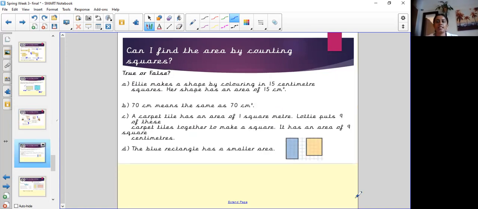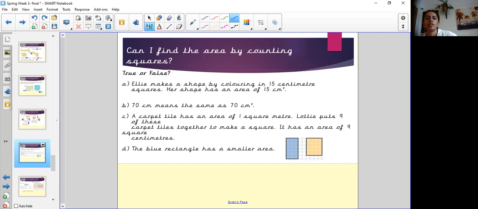Okay, let's have a look at some of these. So true or false, can I find the area by counting squares? Let's do A. Ellie makes a shape by colouring in 15 centimetre squares. Her shape has an area of 15 centimetres squared. Is that true or false? Fantastic. If you said that is true, you are correct.